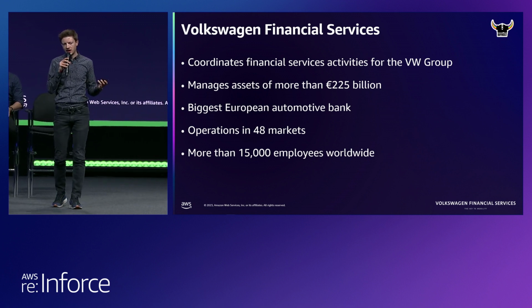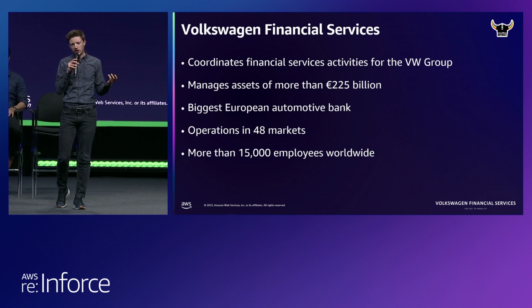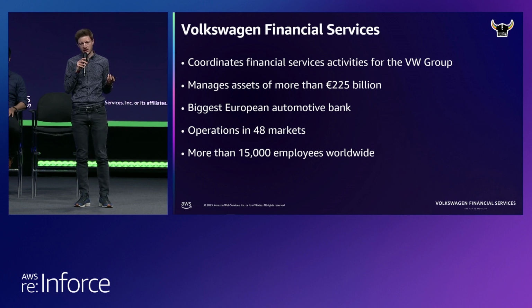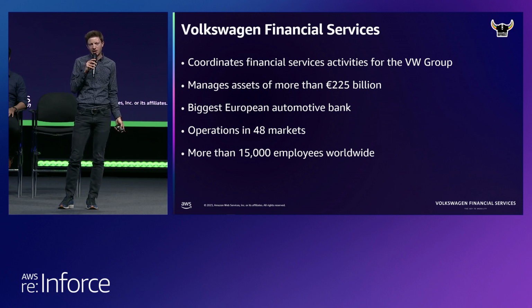And we're currently also building an overarching mobility platform. This means we are coordinating the entire financial services activity for the Volkswagen Group globally. If we're talking about assets, then we have assets of more than 225 billion euros. We are one of the biggest worldwide automotive banks. We operate globally on all 5 continents across 48 markets, and we have 1,500 employees.